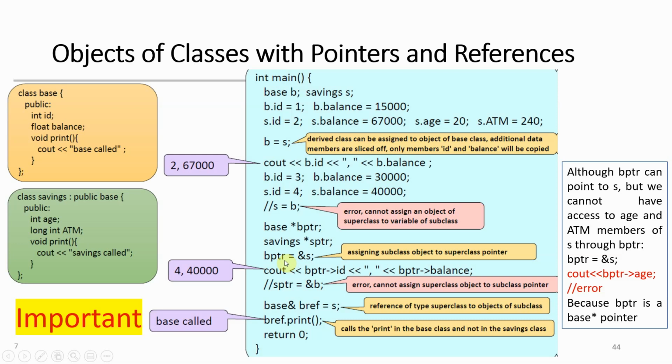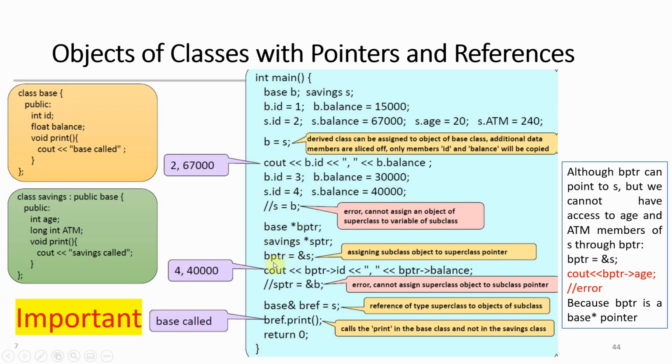Okay, now an object of class savings can act as an object of class base because it has everything that an object of class base does, right? So you can assign BPTR to point to S. This is possible. However, you have to know that when we do this, BPTR is still a base star. It's a pointer of class base, pointing to an object of class base.